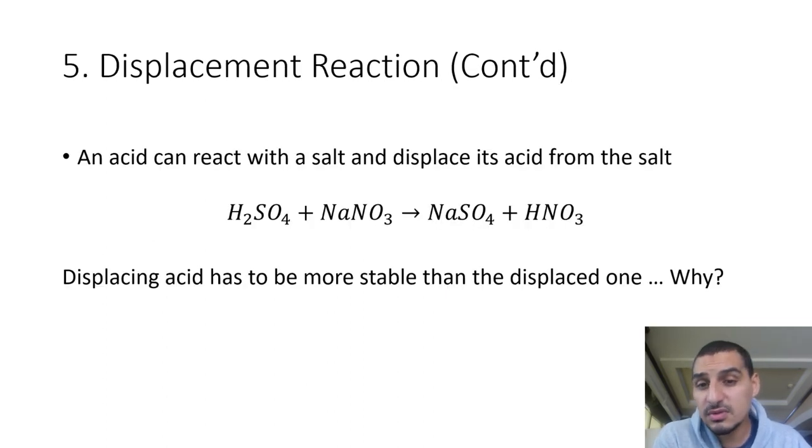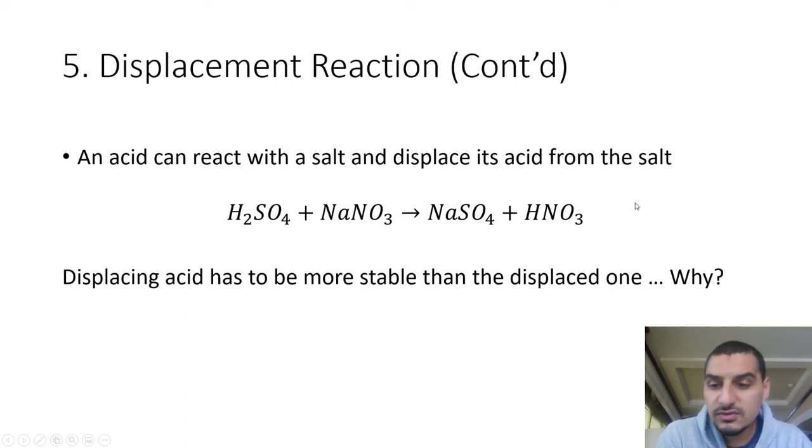It can happen between a salt and an acid. So an acid like sulfuric acid can displace the radical here in its salt solution. So sulfate in the acid can displace the nitrate in the salt to form the reaction. The acid reacts with sodium nitrate to form sodium sulfate and nitric acid.